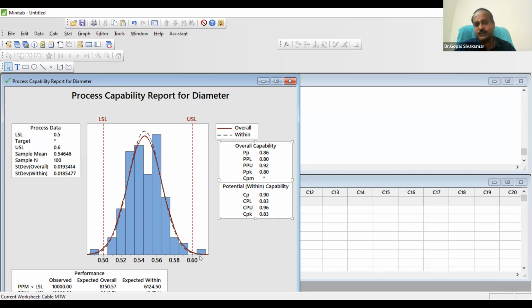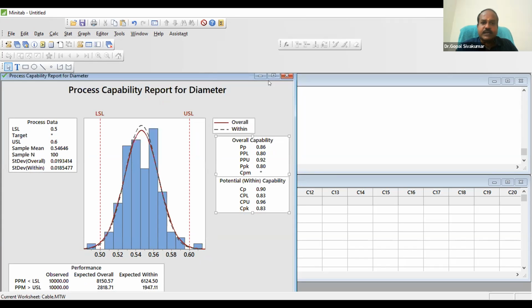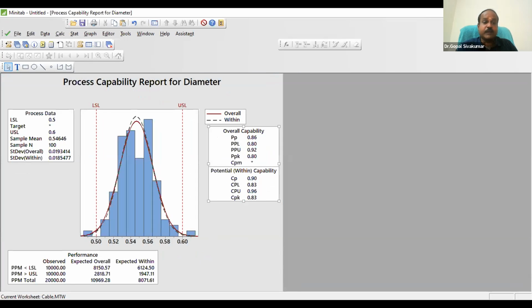Here the control limit is not shown, but you can see the curve going beyond the specification. The portion of the curve going beyond the specification will be rejected by your customer. Now let us see the rejection detail also. If Cp is equal to 1, then the process is capable, but the industry requirement is 1.33.